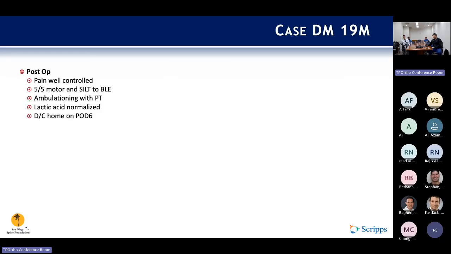And post-op, the patient had his pain well controlled, regained his motor sensation to bilateral lower extremities, was ambulating with physical therapy, his lactic acid normalized, and then eventually discharged home on post-op day 6.